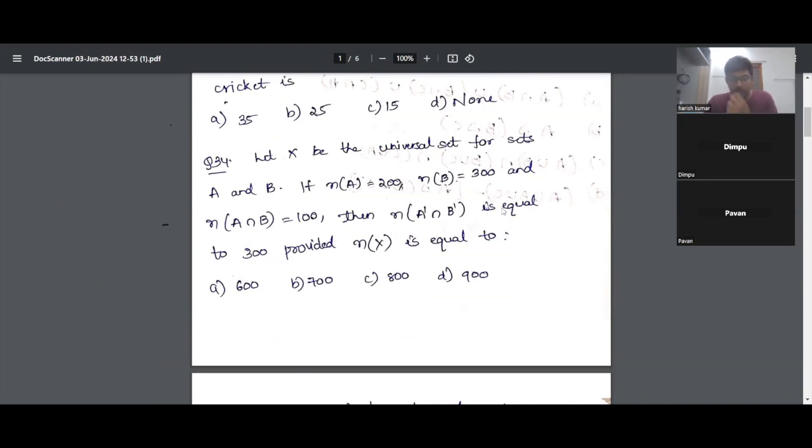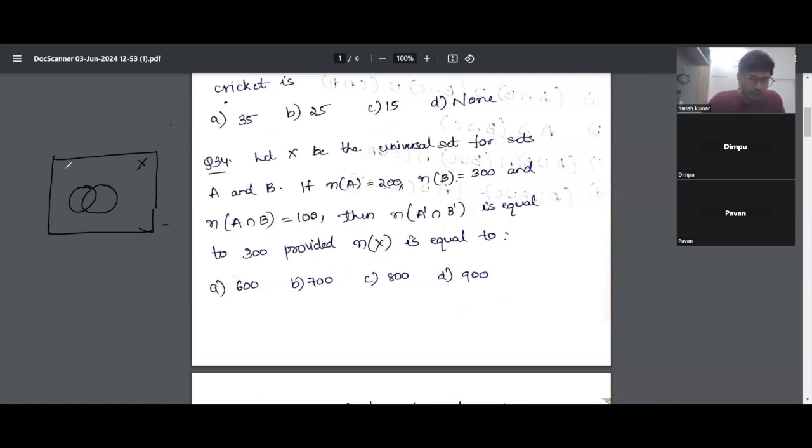Let X be the universal set for sets A and B. If n of A is 200, n of B is 300, and n of A intersection B is 100, then n of A complement intersection B complement is equal to 300, provided n of X is equal to. Okay, fine. So he is saying that the set X is the universal set. X will be outside, so A and B are the sets in this universe.